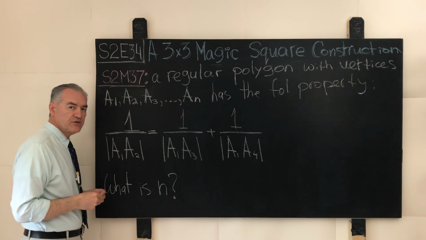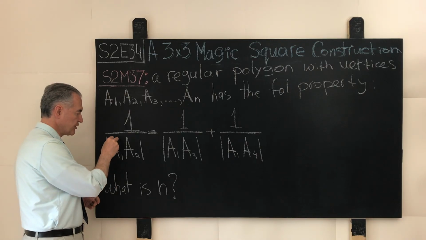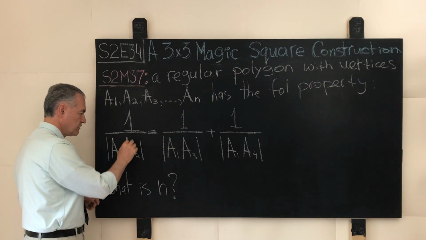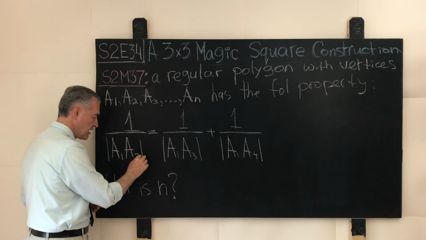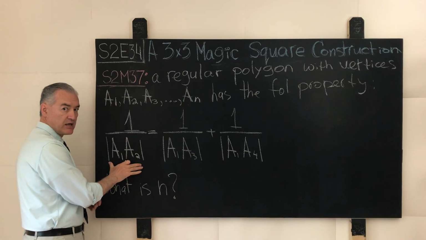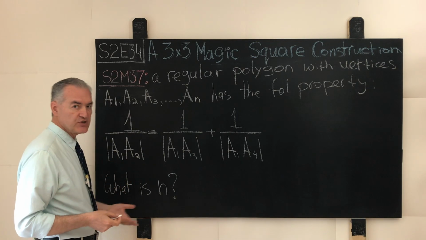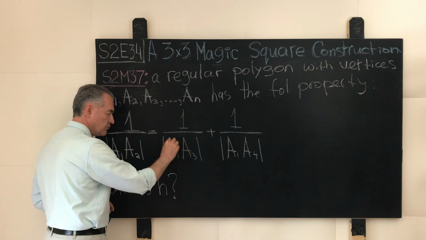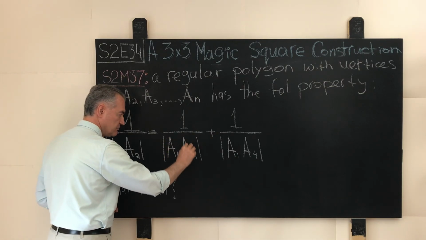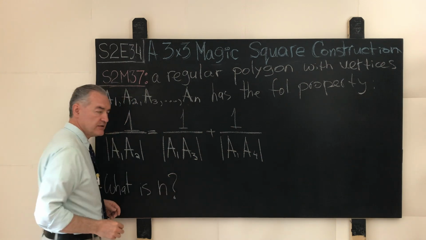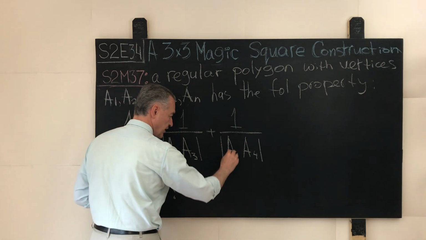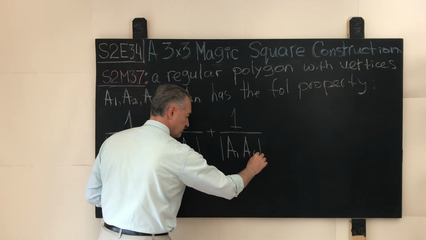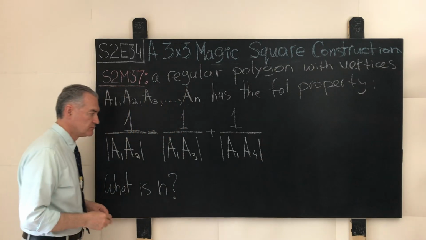The reciprocal of the distance between the vertex of this polygon named A1 and the vertex named A2 is representable as the sum of the reciprocal distances between the vertex A1 and A3, and the distance from the vertex A1, yet again, and A4 this time.